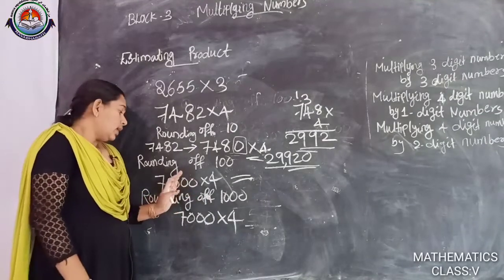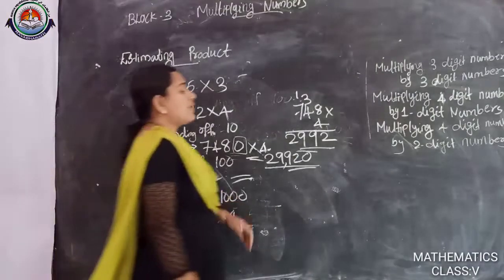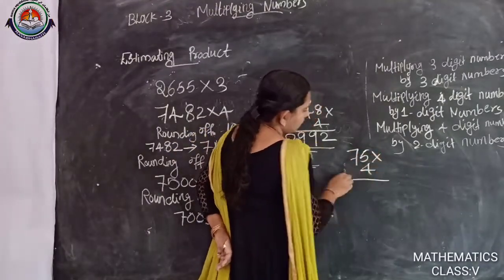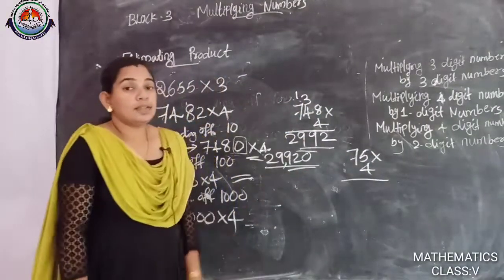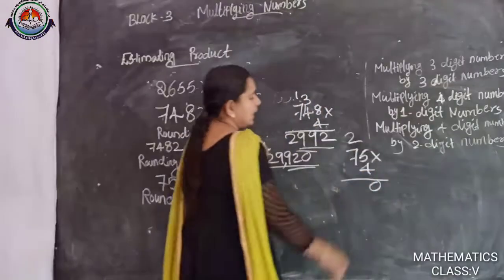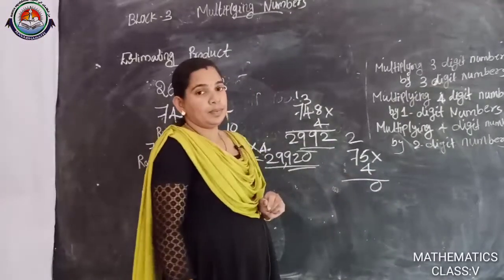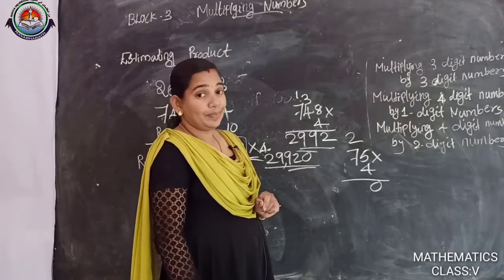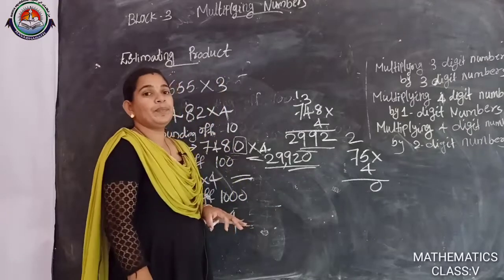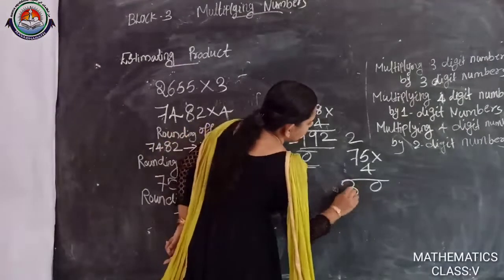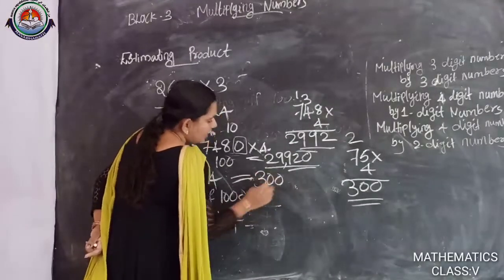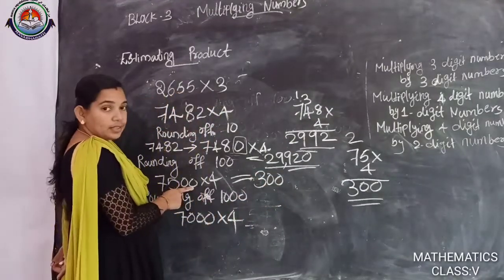So without the 0s, what is the value? 75. Then we find 75 into 4. 5 into 4, yes, good, 20. We write 0 and 2 as a carry. 7 into 4, yes, 28. 28 plus 2 is 30. So we are writing here 300. Then how many zeros here? 2 zeros.